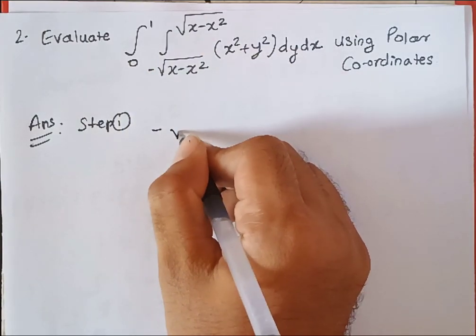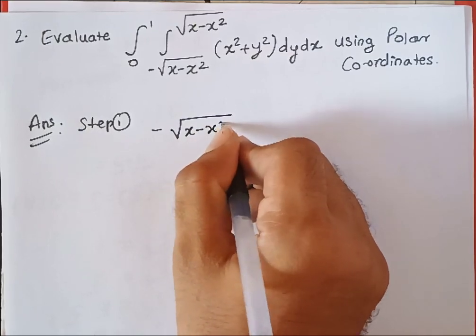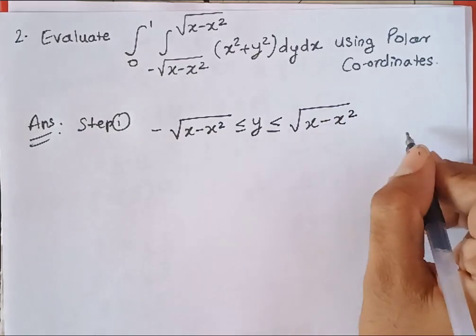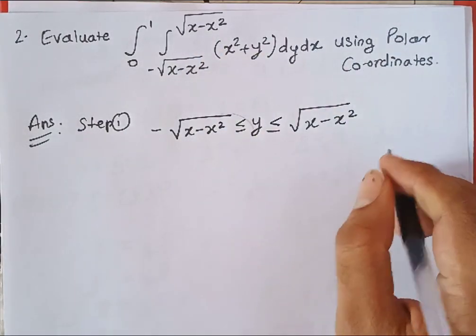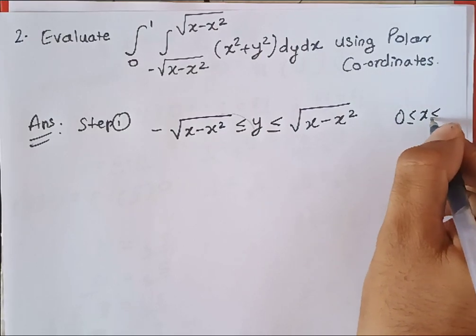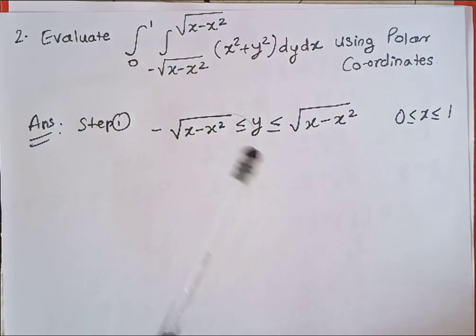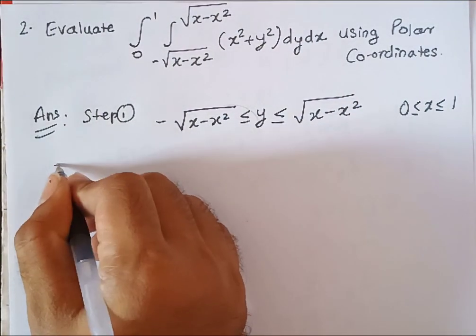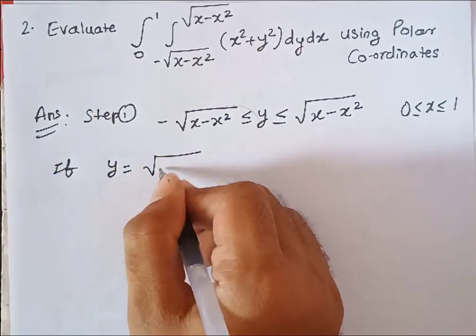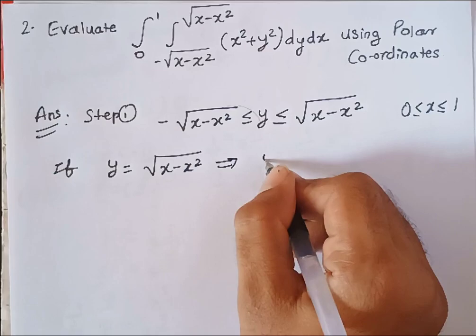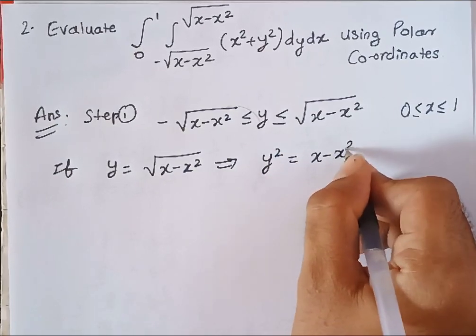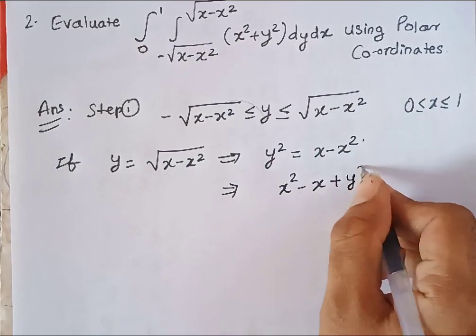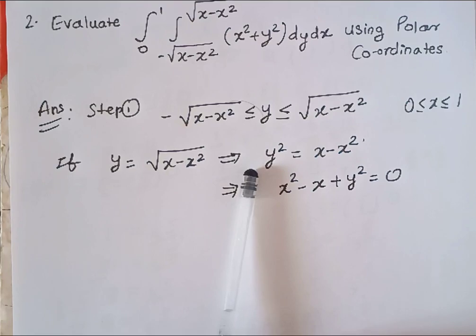So we can write minus square root of x minus x square less than or equal to y less than or equal to square root of x minus x square. That is for y, and for x it is 0 less than x less than or equal to 1. So we will try to analyze what this curve is. If y is equal to square root of x minus x square, that would imply y square is x minus x square, and that would imply x square minus x plus y square equal to 0 by shifting everything to the left side.